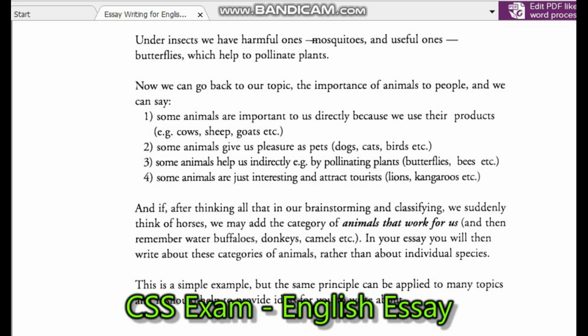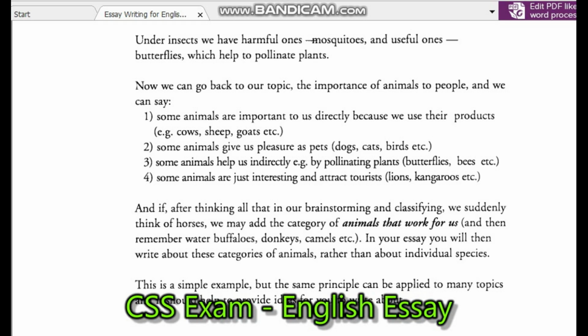4. Some animals are just interesting and attract tourists: lions, kangaroos, etc. And if, after thinking all that in our brainstorming and classifying, we suddenly think of horses, we may add the category of animals that work for us, and then remember water buffaloes, donkeys, camels, etc.